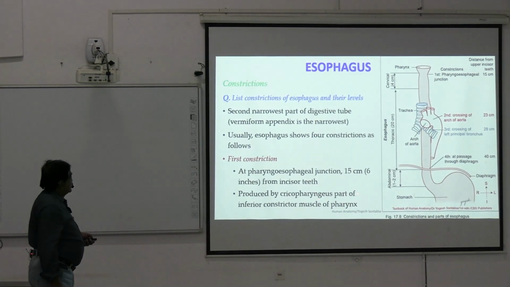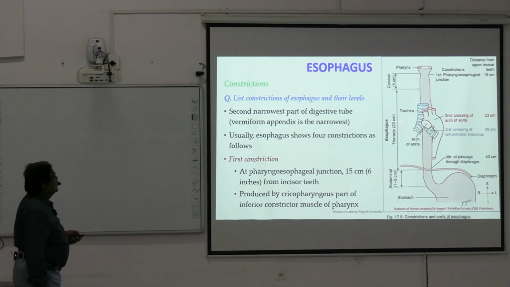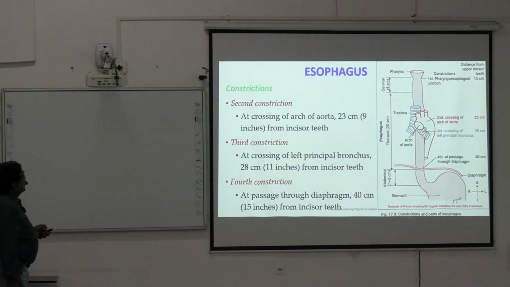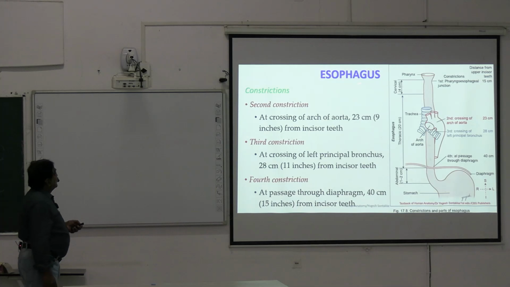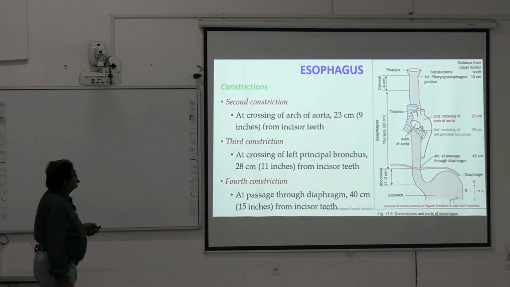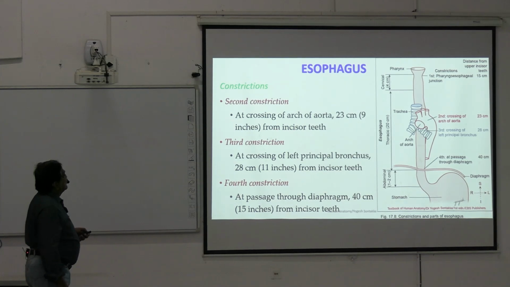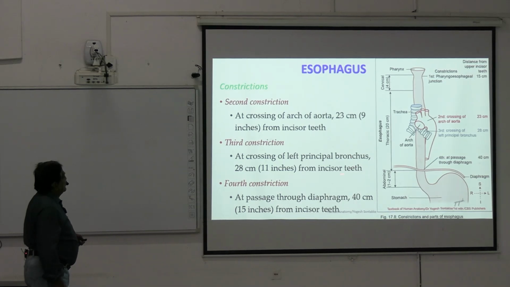It is produced by the cricopharyngeus part of the inferior constrictor of the pharynx. Now, the second constriction is at the crossing of arch of aorta, 23 centimeters or 9 inches from the incisor teeth. First is 6 inches, then 9 inches, and the third constriction is at the left principal bronchus, 11 inches. 6, 9, 11 from incisor teeth.